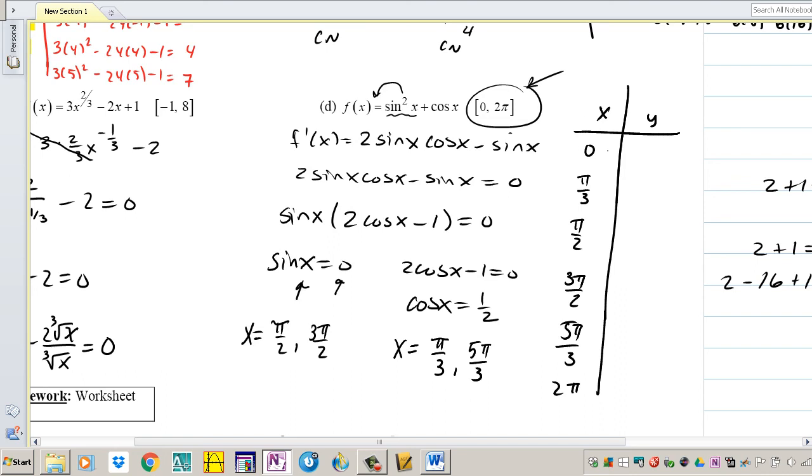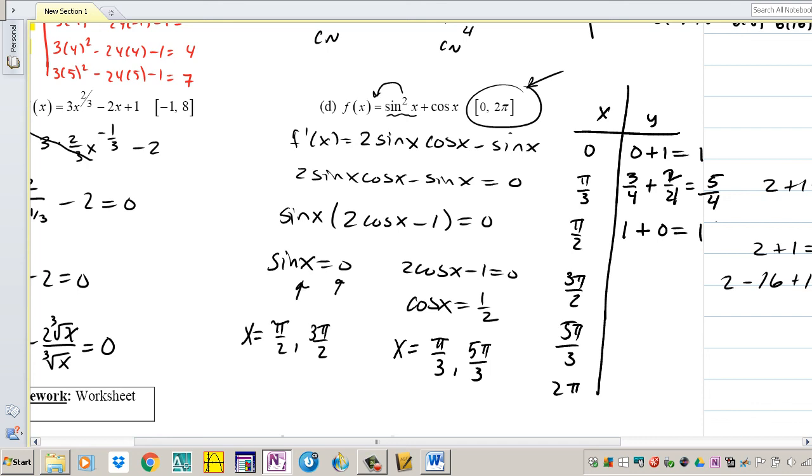Okay. Let's go ahead and plug in all these numbers into our original. Sine of 0 is 0 squared, which is 0, plus the cosine of 0, which is 1. That's 1. Next is pi over 3. Sine of pi over 3 is square root of 3 over 2 squared is 3 over 4, plus the cosine of pi over 3, which is a half, which is the same thing as 2 over 4, and that is 5 over 4. Pi over 2. Sine of pi over 2 is 1, squared is 1, cosine of pi over 2 is 0, so that's 1.